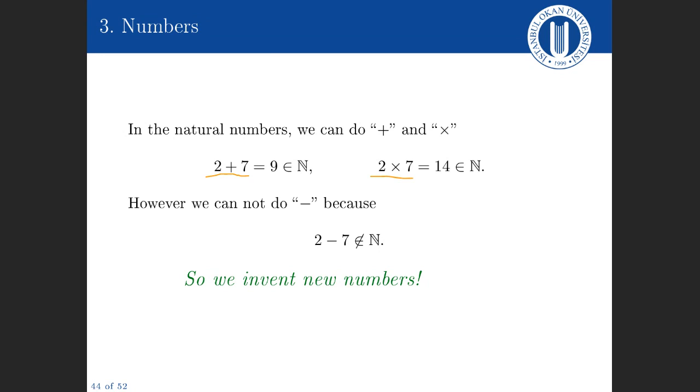But we can't do subtraction in the natural numbers, because sometimes if we do natural number minus a natural number, we get a number which is not a natural number. So what do we do? What did humans do in our history when we encountered this problem? We invent new numbers.